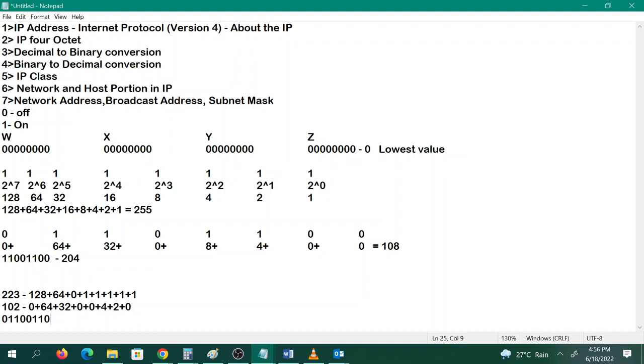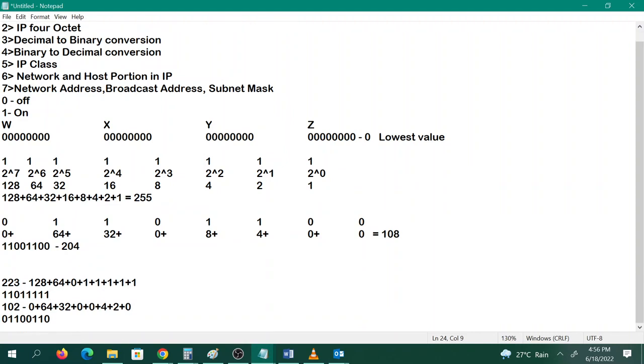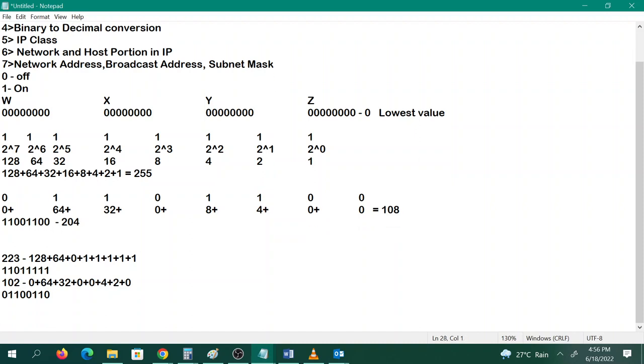Same you can calculate for 223 also, it will be 1 1 0 1 1 1 1 1. So that is decimal to binary. Now we are going to discuss IP classes.